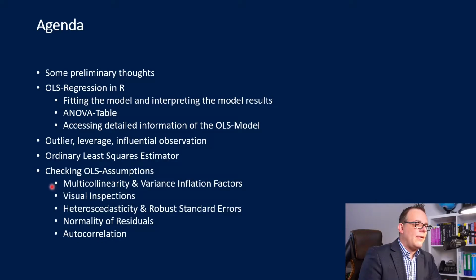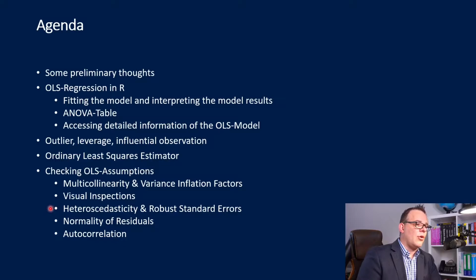And, of course, the very first one, multicollinearity, that's directly combined with the ordinary least squares estimator, because if we have perfect multicollinearity, we simply can't fit the model. And that's the problem here. And of course I would like to show how to cope with that and how to check for multicollinearity, and that will be the variance inflation factors. Then we do some visual inspections in the second case because I wanted to have multicollinearity first.